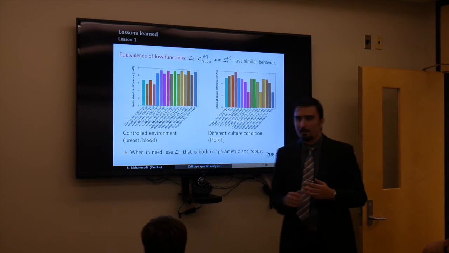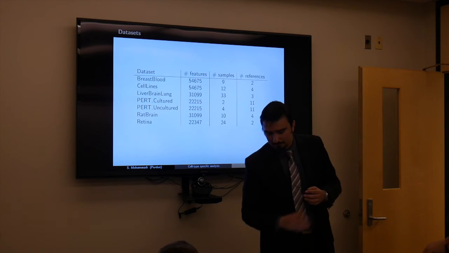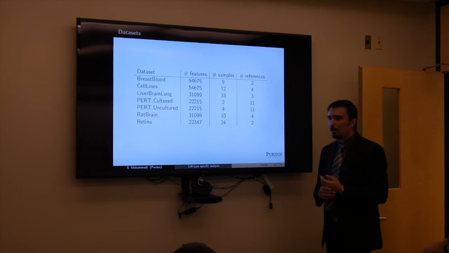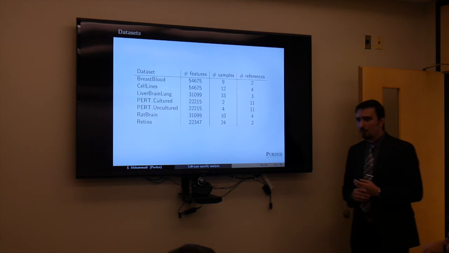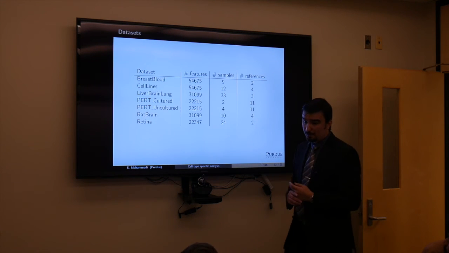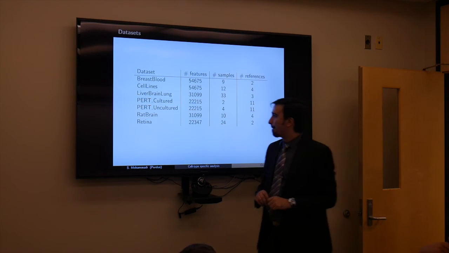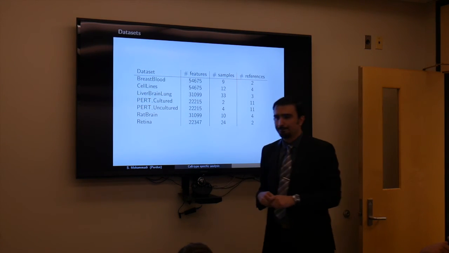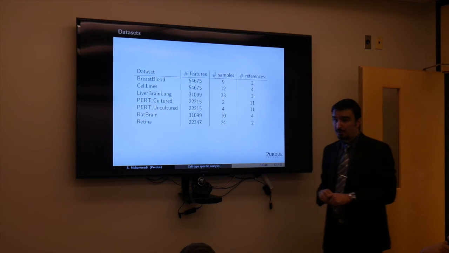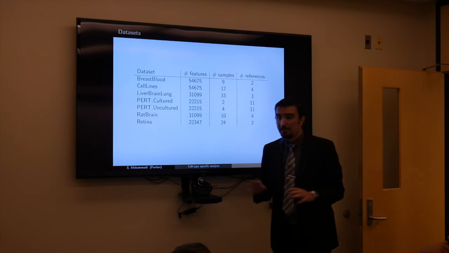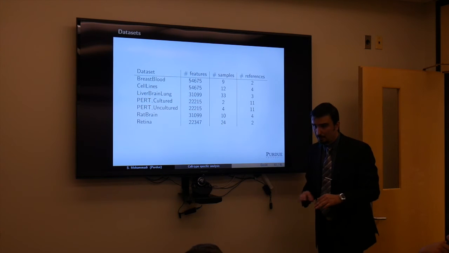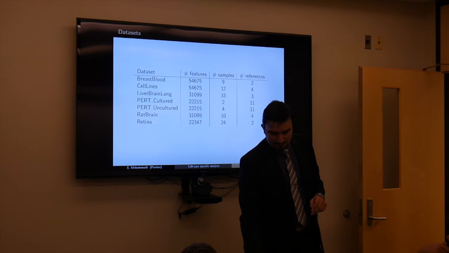Lesson number 1. Are these mixtures real mixtures? Majority of them are actual in vitro mixtures where they mix these in known proportions. Which one of these is not in vitro? These two are in vivo mixtures. The rest of them are in vitro, and the behavior is significantly different. That's what we are going to look at and see.